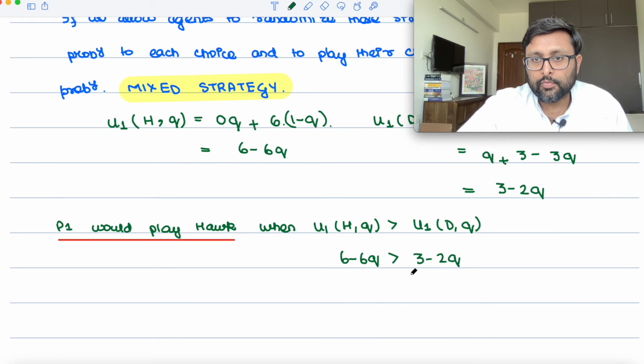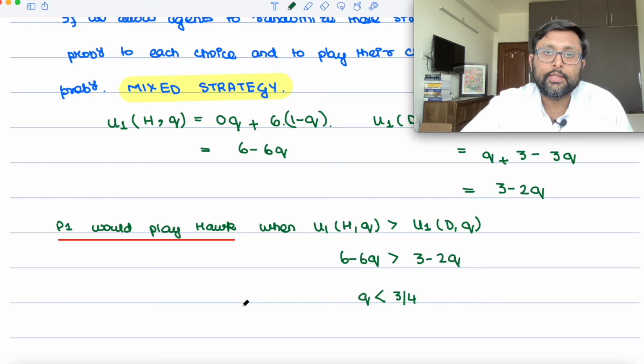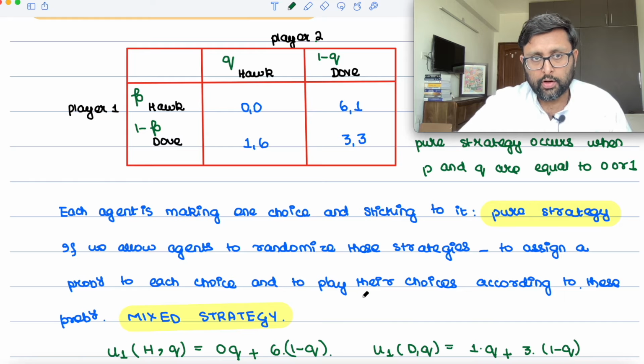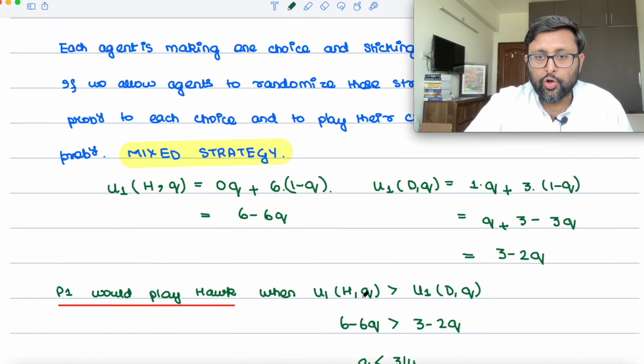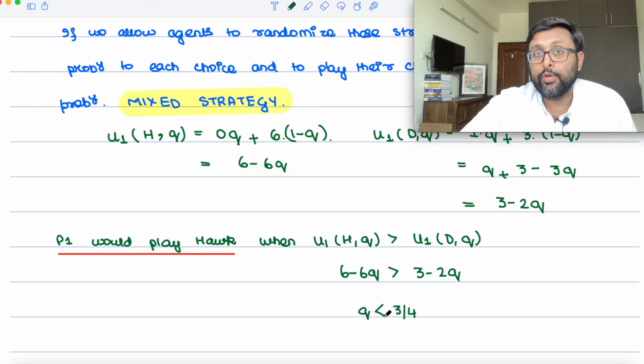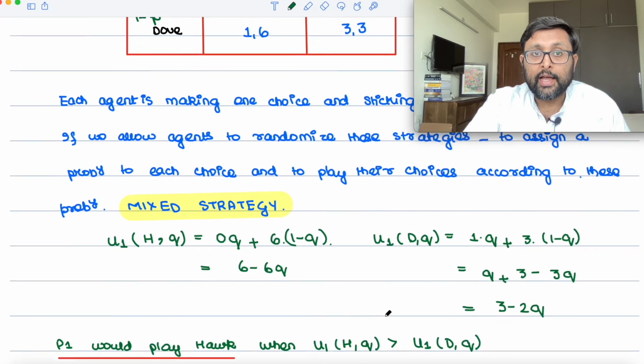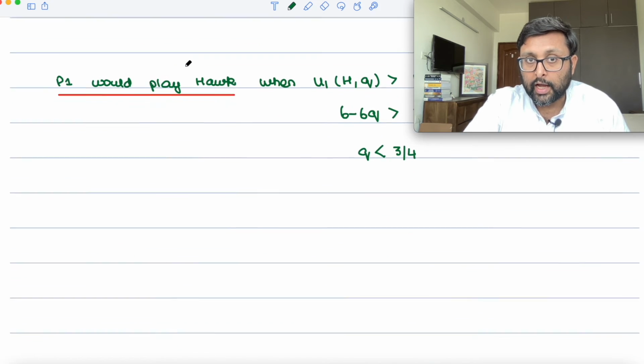So what will this be? If you just calculate this, it comes out to be q less than 3 by 4. Are you getting this? Q is your probability of playing hawk: you guys are player 2, I am player 1. So if your probability of playing hawk is less than 3 by 4, I will surely play hawk.